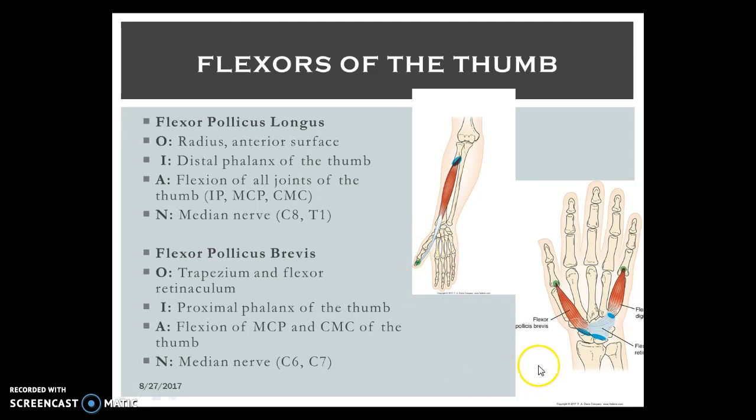The flexor pollicis brevis, and if you haven't figured this out, longus means long, and brevis is going to be the shorter muscle. It originates on the trapezium and the flexor retinaculum, which we will also discuss more in class, and inserts on the proximal phalanx of the thumb. Okay, so this is the proximal phalanx and the distal phalanx. It inserts on the proximal one. So this muscle, the flexor pollicis brevis, is going to flex the MCP and the CMC of the thumb. Okay, it is also innervated by the median nerve.